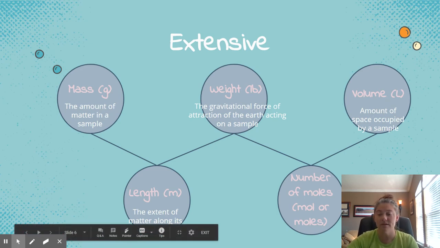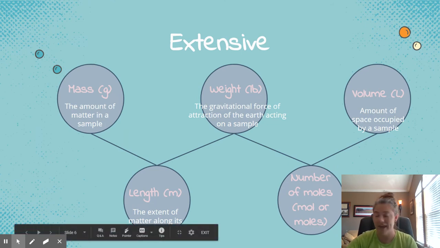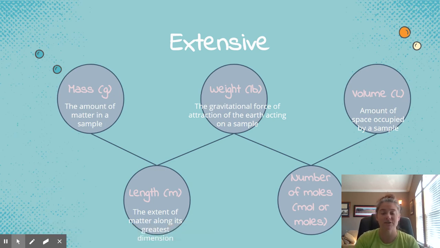Number of moles, the number of particles, atoms, ions, formula units, or molecules in a sample. Again, we'll talk about moles next unit. Now that I've talked about extensive properties, these all change with the amount of matter I have present. So mass, back to my water example, 5 grams is very different than 500 grams. That's why it's an extensive property. It changes. Same with volume, same with length.